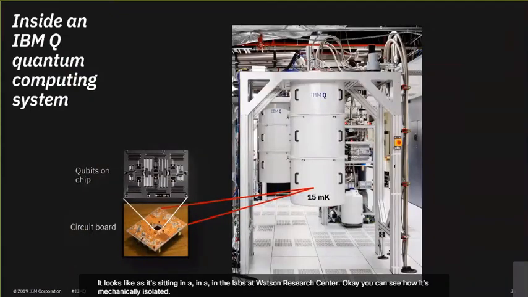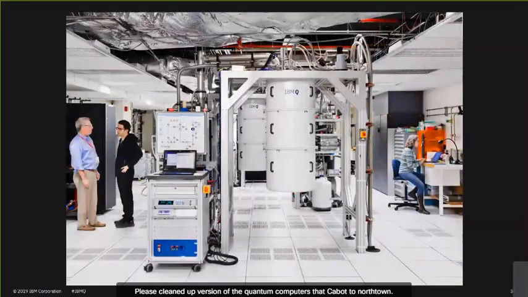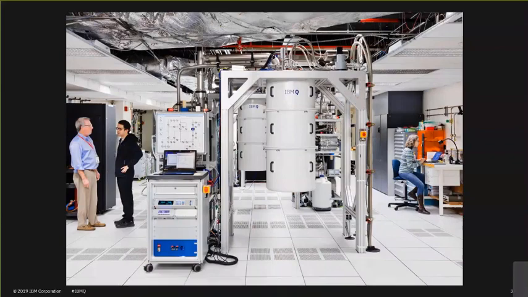And that's what it looks like as it's sitting in the labs at the Watson Research Center. You can see how it's mechanically isolated. It's essentially suspended off the floor, and like I said, it's 15 millikelvin at the very bottom of the tank. At the top of the tank, it starts at room temperature and goes all the way down, dropping to 15 millikelvin where the qubits are located. Okay. Next slide, please. Okay, this is a cleaned up version of several of the quantum computers that we have at Yorktown.